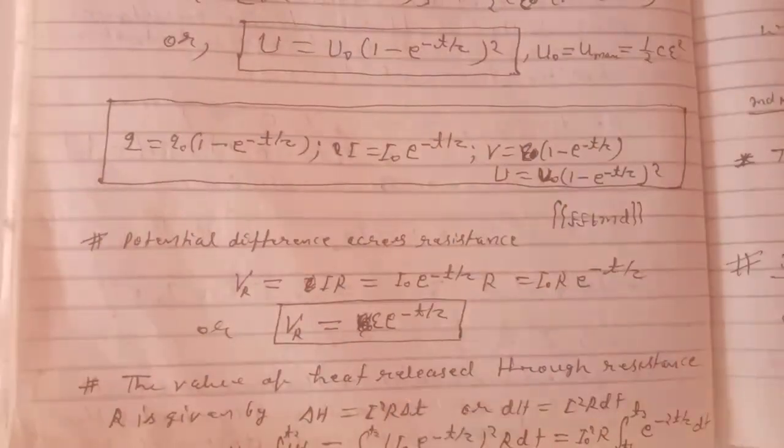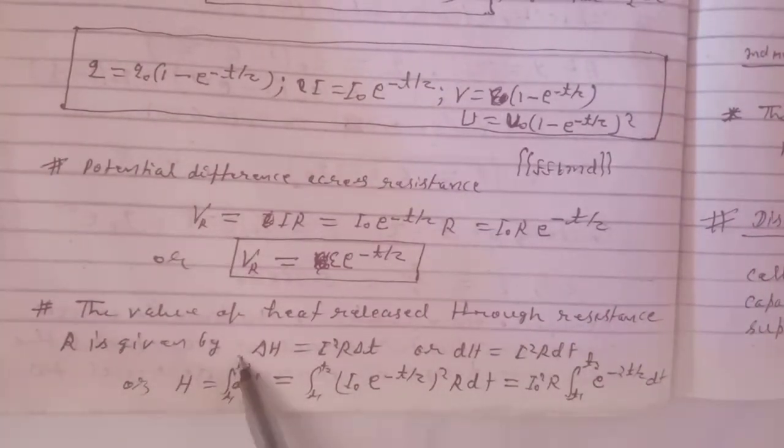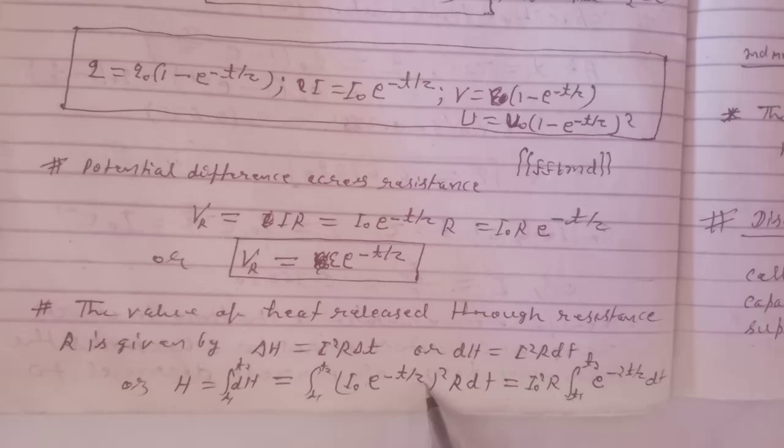The value of heat released through resistance R is given by delta H equals I square R into delta T, or dH equal to I square R dt, or H equals integration T1 to T2 of dH, or T1 to T2 of (I naught e to the power minus t by tau) whole square R dt. Now it is I naught square into R into integration T1 to T2 e to the power minus 2t by tau into dt.